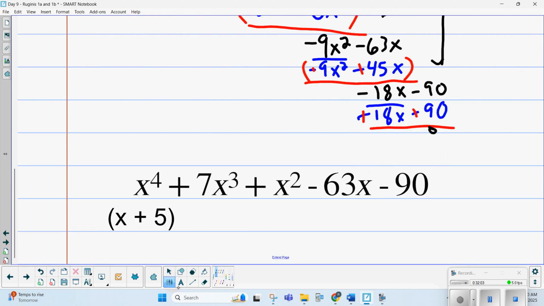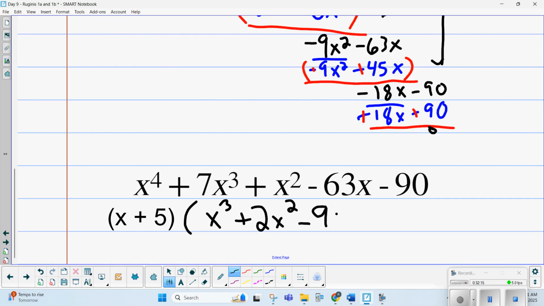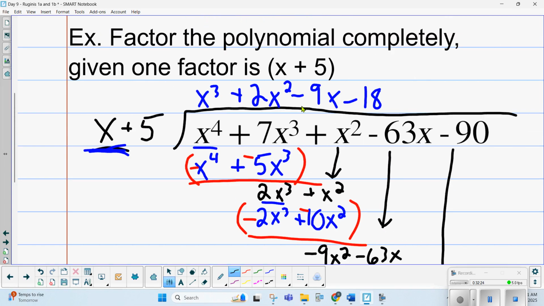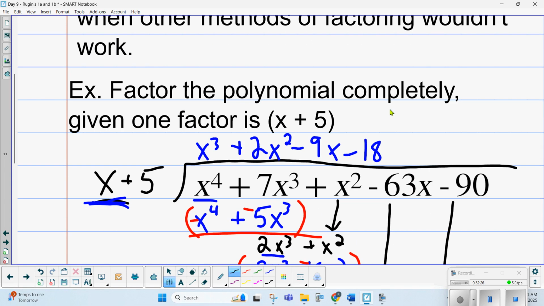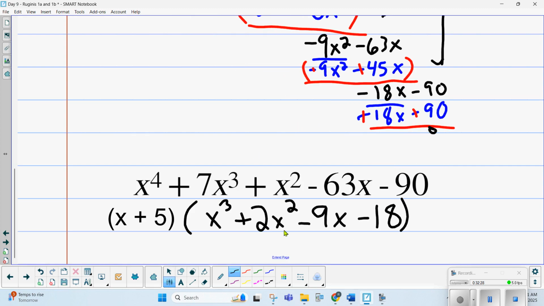So with those exponents, it might be hard to type quick, so I'll just write it. So it was the same thing as x cubed plus 2x squared minus 9x minus 18. So we've done our first step of factoring by using the long division, right? So it says to factor completely. We're not done. But now we have the skills we need, right?